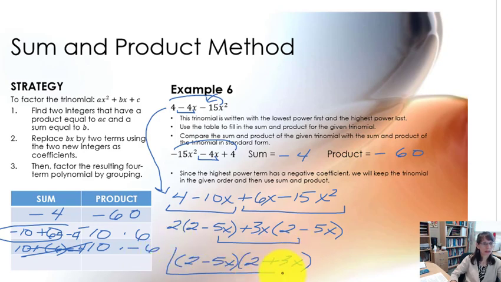So here's our final answer: the quantity of 2 minus 5x times the quantity of 2 plus 3x. So if you notice your polynomial is written in the backwards standard form, it may be because that second degree term, your highest powered term, has a negative coefficient. I hope you found that helpful.